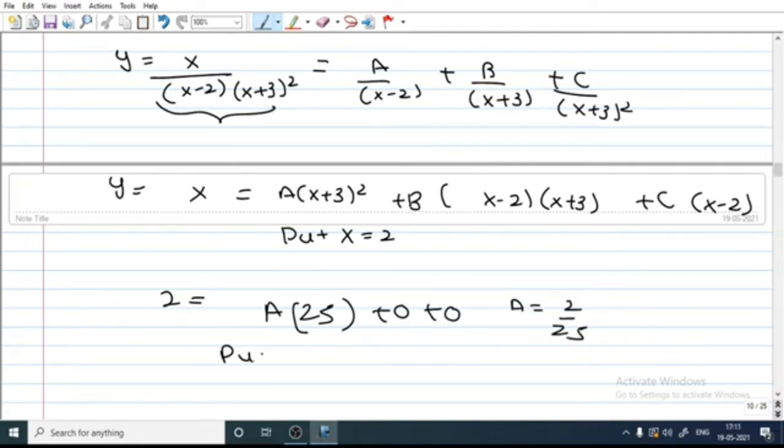Now put x equals minus 3. If you put minus 3 here, what you are getting is that the other terms become 0 and you will have minus 5C equal to minus 3. So C will be nothing but 3 by 5. So you have 3 by 5.